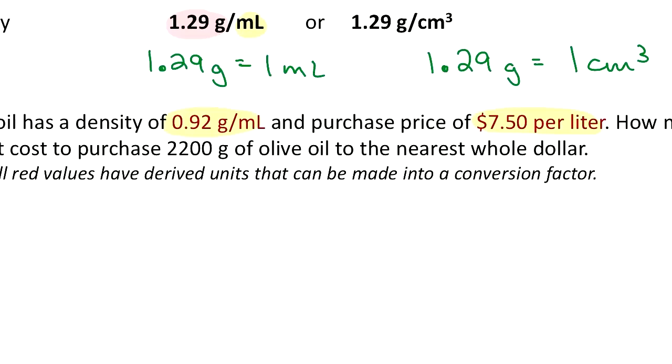So let's use that density and write it as an equality. How would we rewrite this density as an equal sign? 0.92 grams equals what? 1 milliliter, right? So there's an equality we can use. The purchase price is also an equality. So how could we rewrite that?